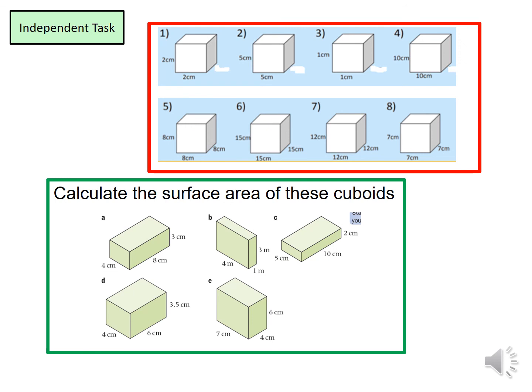Okay, what I would like you to do now is to have a go at these tasks. Please start off on the red task, have a go at calculating the surface area of all of those cubes. One thing you should remember is that on a cube or on a square, all sides are the same. So that's one thing you should know for that. And then move on to the green. The green is to find the total surface area of these cuboids.